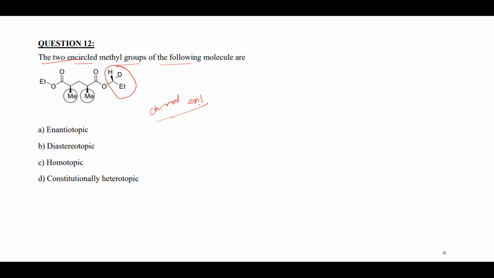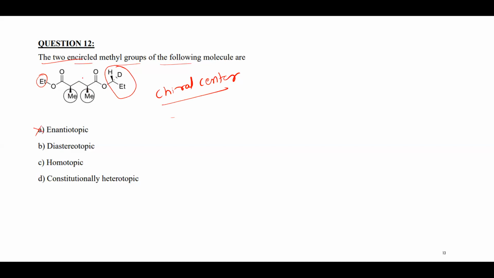So always keep in mind it already has one chiral center, and from the other side there is no such chiral center, right? And here is the ethyl, and here is the propyl chain, right? So these methyls are definitely not enantiotopic. So we neglect this option.